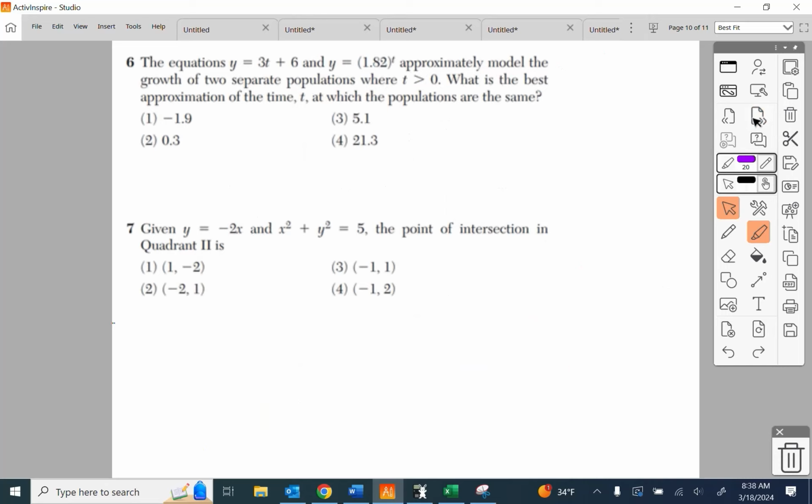The equations y equals 3t plus 6 and y equals 1.82. I'm out of time. Bell's about to ring. I will have to finish this later.